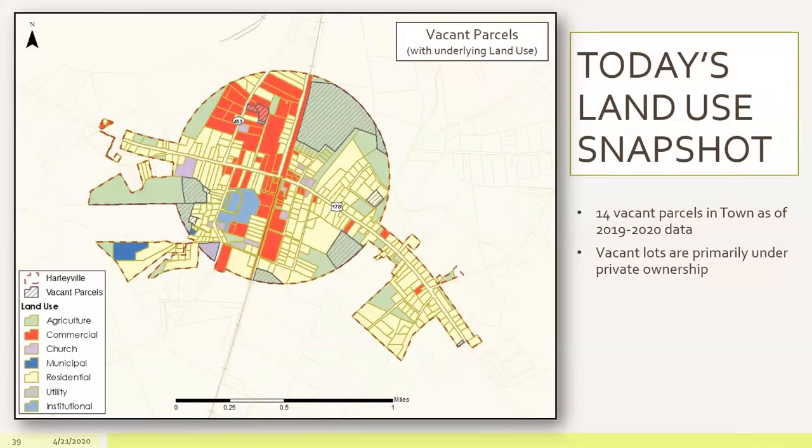This map is showing us vacant parcels with the underlying land use as a base map. So vacant parcels are shown by this crosshatch right here. So I just want to note it's very few actually vacant parcels in town, about 14 in total as of 2019-2020 data. And most of these vacant lots are under private ownership. So that really means that there may not be a lot of potential for redeveloping those areas, but it's something to think about and discuss moving forward if the town is interested in growing.